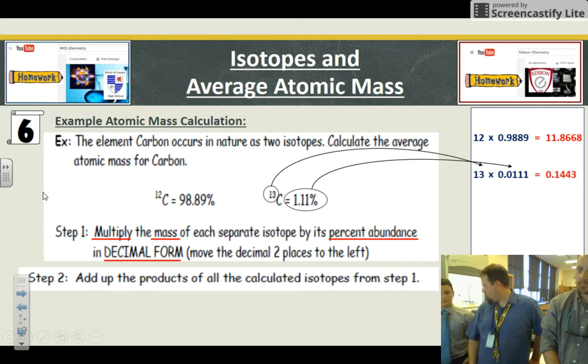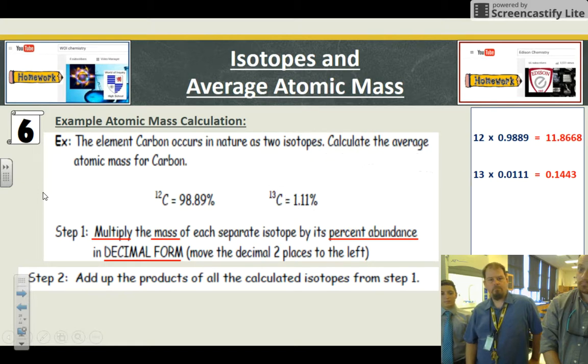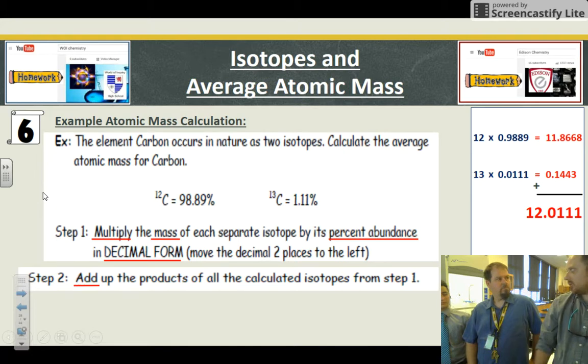Step 2 says, you're going to add up all of those products that you got in step 1. So I'm going to add these up, and I get an average atomic mass of 12.0111. And this is what's actually on the periodic table. And this is why all the decimals on the periodic table are there. Because every element has isotopes, and they're not all created equal.